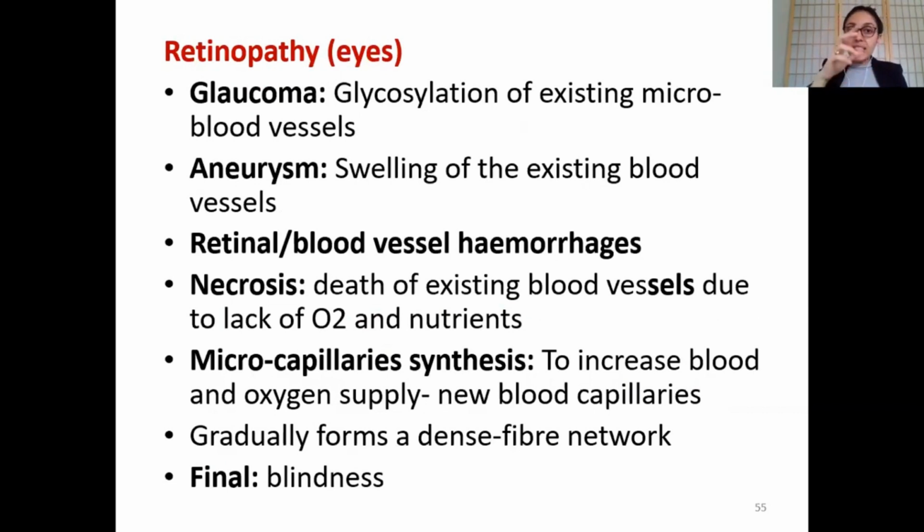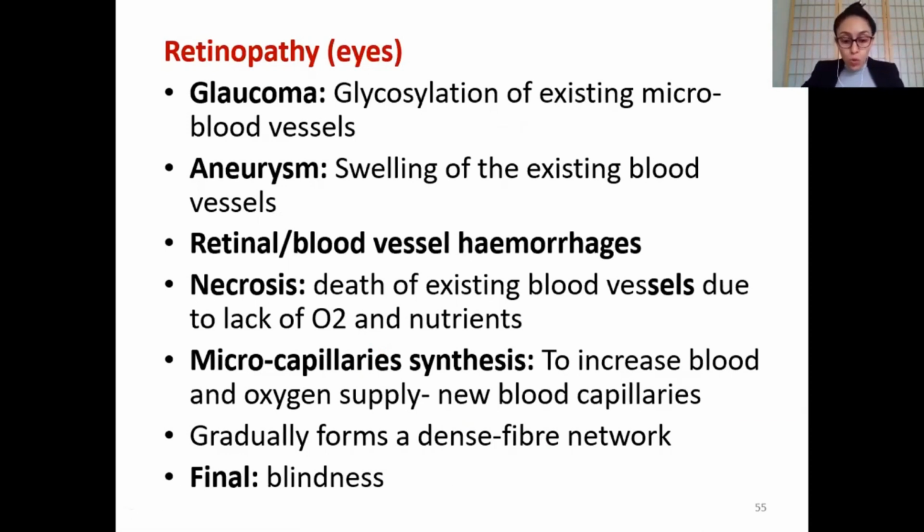Now retinopathy, as the name suggests, retino meaning eyes. When you have glycosylation of the microcapillaries in your eyes happening, that is when you have retinopathy. The first stage of glycosylation of the microcapillaries in your eyes is called glycoma. Glycosylation of the existing blood vessels in your eyes is called glycoma.